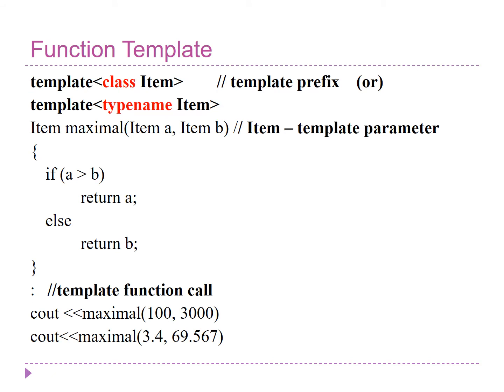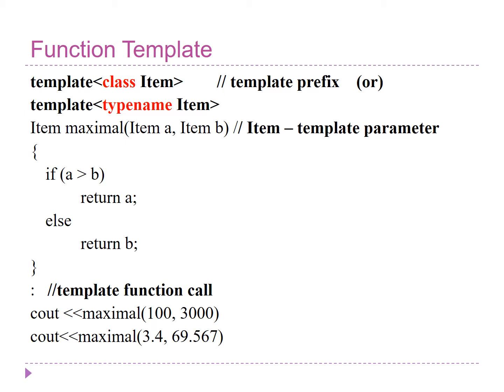Defining a function template requires the use of a user-defined data type, which is replaced by the C++ predefined data type during the function call. In the example given here, we have defined the user-defined data type item using the template statement, which is identified by the keyword class or typename. The function maximal receives arguments a and b of data type item and returns a value of data type item.